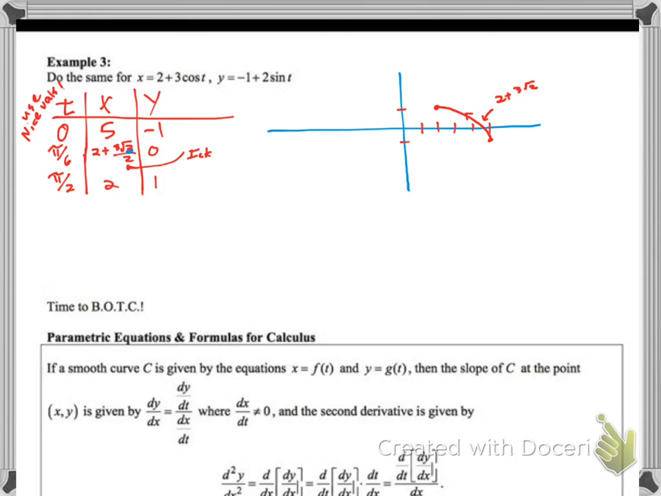I plotted the two easy ones, like 5, negative 1, and 2, 1. And then you'll notice that 2 plus 3 radical 3 over 2, comma 0, you can kind of see where that would hit in there. Ballpark. I just put a little arrow there to show where that's at. But in order, as I plotted these, you can see the arrow is kind of telling me that's the direction going to the left there that this is plotted out.